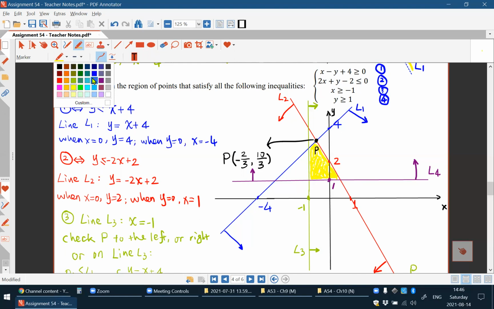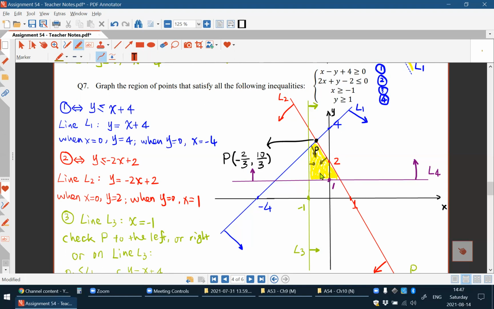Okay, if you are still not very clear, let's draw the 4 boundaries here. First of all, it must be below line 1, right? So there's a boundary line here. And second, it must be below line 2. And of course, it should also be to the right of line 3.